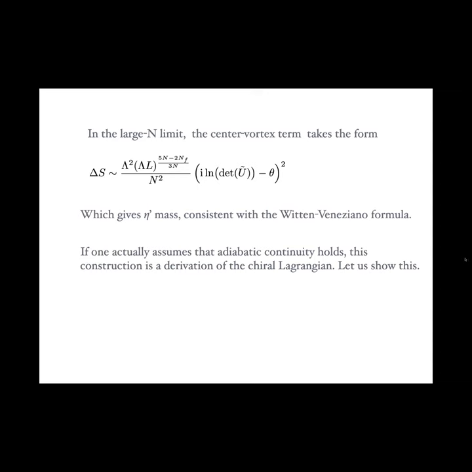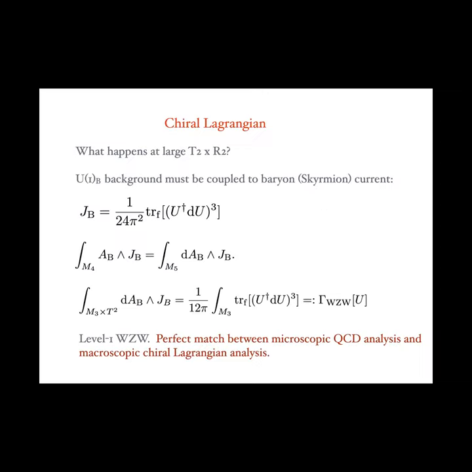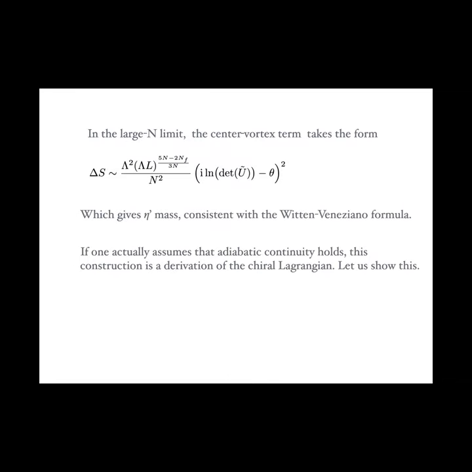Let me go back here first. So in the large N limit, actually, we can rewrite this center vortex term in this form, and I said it is really the eta prime, and we can actually derive the famous Witten-Veneziano formula from here. So it also tells me that it must somehow be related to the chiral Lagrangian in a more honest way. Okay.